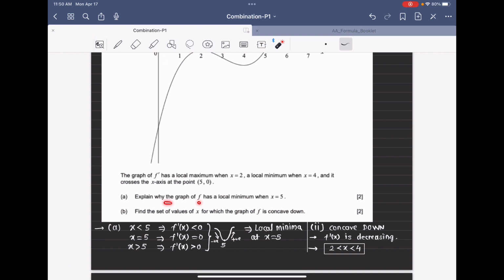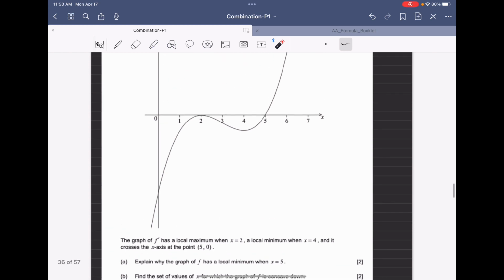Now explain why the graph of f has a local minimum when x is equal to 5. We are talking about the graph of f, not f dash. Before the minimum point, the graph of f is decreasing, which means f dash x is less than 0. At the minimum, f dash x is equal to 0, and after the minimum, f dash x is greater than 0, which you can see very clearly at 5. At 5, the graph crosses the x-axis, so y is 0, so f dash x is 0.